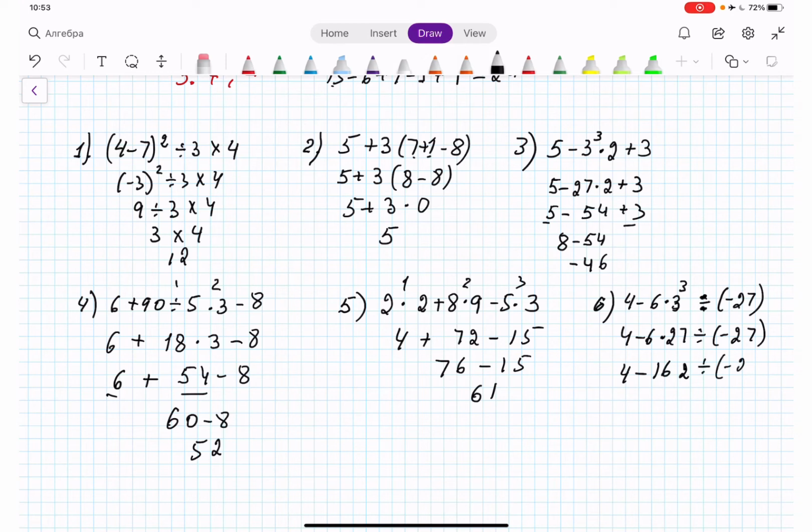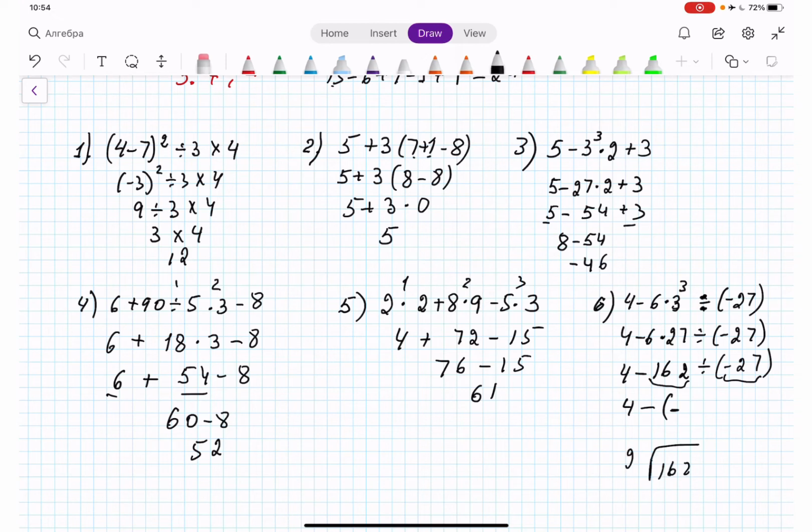Divided by negative 27. Next, I'm going to divide 162 by negative 27. It's going to be negative. Or if you take negative 162 divided by negative 27, it will be positive. One way or another, the final answer is going to be correct anyway, because if I take even only 162 by negative 27, I will get negative, right? But then with this negative, it still will become positive. So it doesn't matter which way you take. It's the same thing.